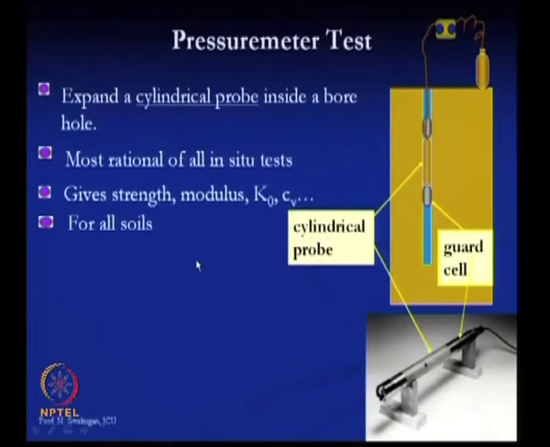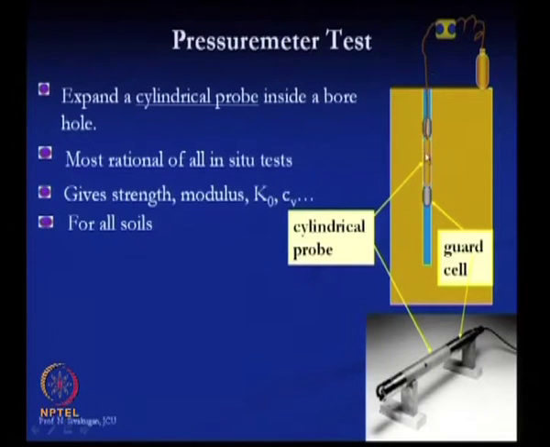After these two types of penetration tests, now we will explain another field test for measuring the properties of the soil, that is the pressure meter test. These are the different components of this pressure meter. This is the pressure meter, a cylindrical probe which expands inside the borehole.